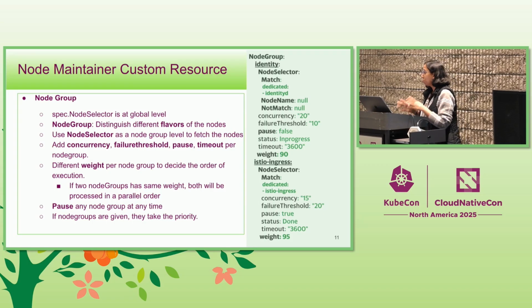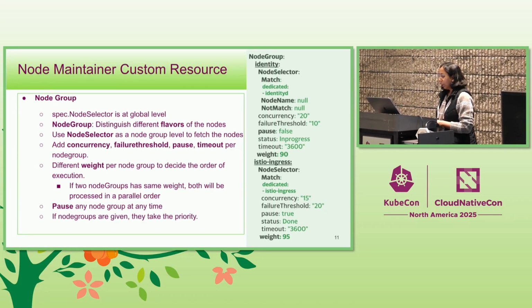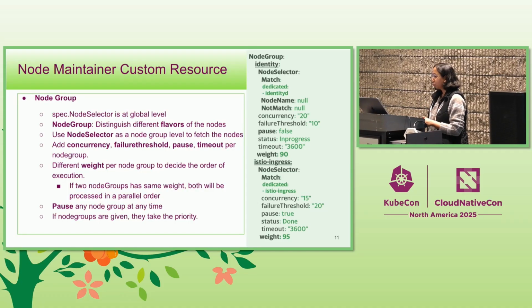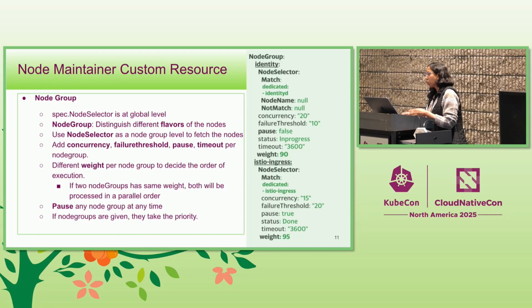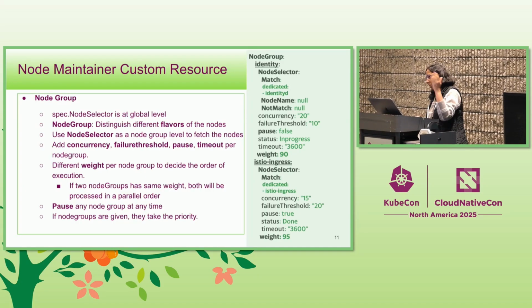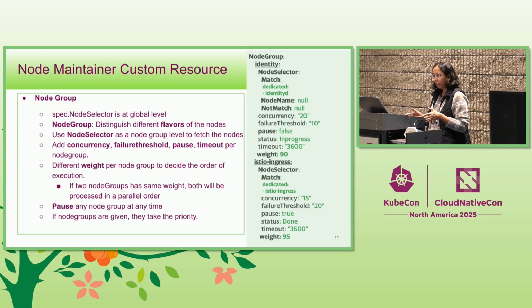I can also choose to pause a specific node group, like I mentioned with the pause flag earlier. And at the bottom of each node group section, you can see the weight parameter. What is that? It simply helps me set the order of execution of different node groups. The higher the weight, the higher the precedence in order of execution. If multiple node groups have exactly the same value for the weight, they will all get executed in parallel.